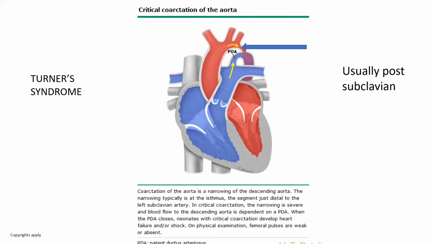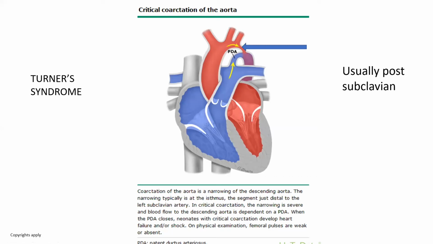Now, where is the coarctation? Usually it is post-subclavian. What do we mean by post-subclavian? You can see here beyond the subclavian artery, this is where you get the coarctation. That's why the upper limbs are not affected. Even the left upper limb is not affected because it's post-subclavian. The left-sided subclavian artery is taken off, so that's not affected. Beyond that, you get a narrowing. So obviously, the blood flow to the lower limbs will be less, the upper limbs will be more. That's what you get in a coarctation.